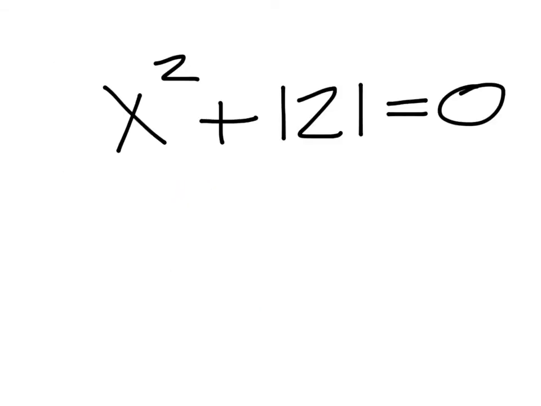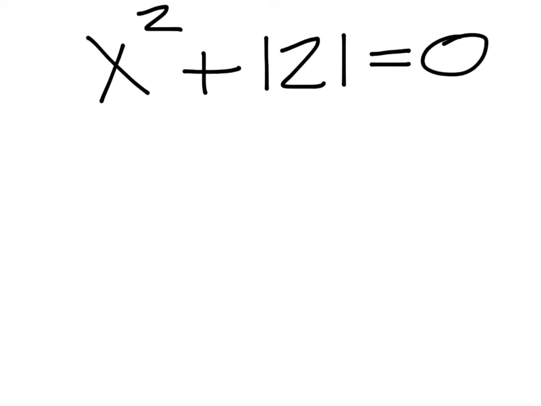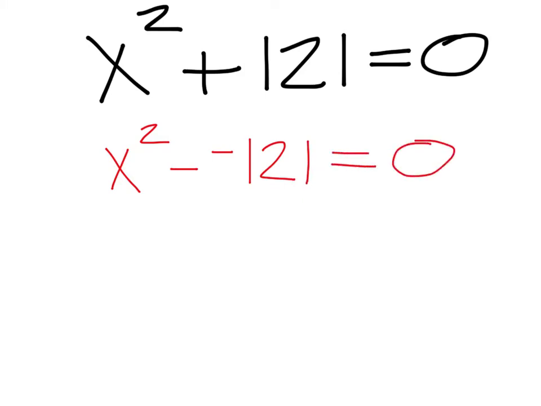Example 2. X squared plus 121 equals 0. What do I do first? X squared plus minus negative. Right. That's right. X squared minus a negative 121 equals 0. So now what do I do?